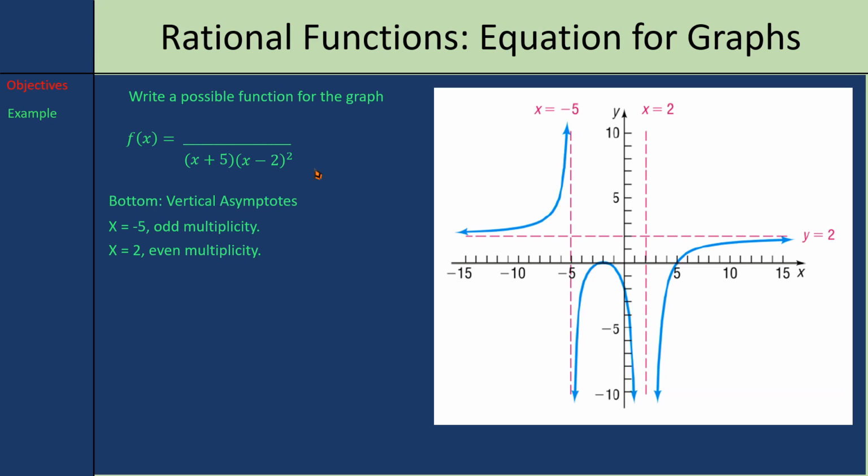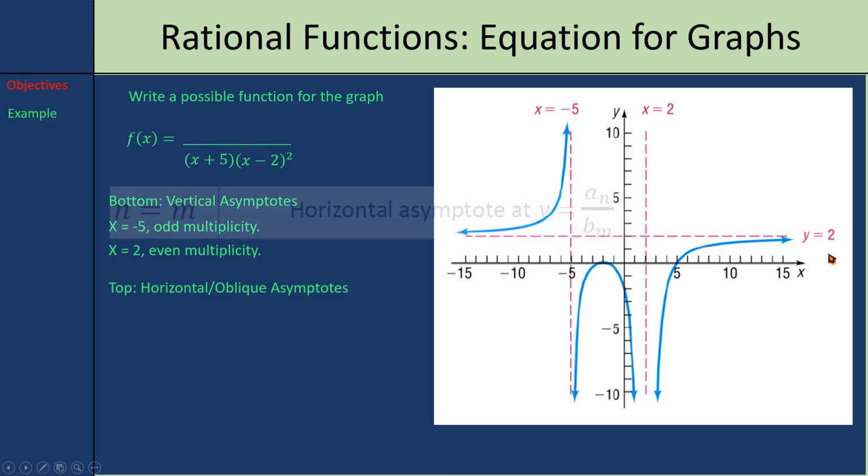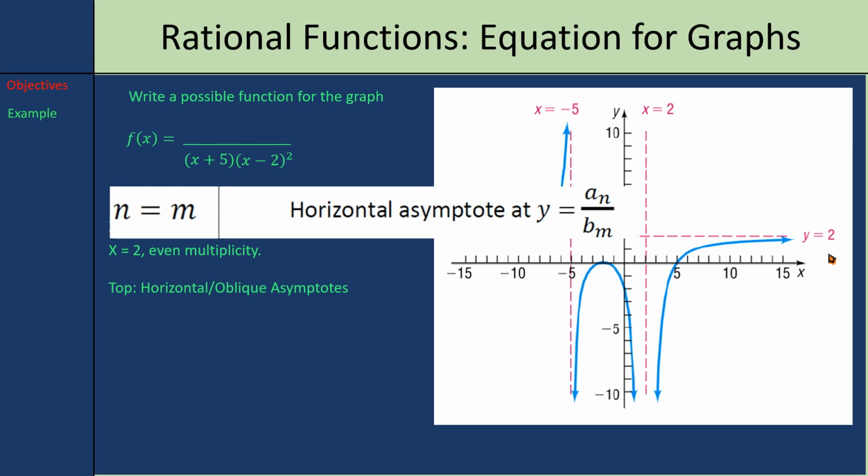To look at the top, I have to look at the horizontal or oblique asymptotes. Now this one I have a horizontal asymptote at y equals 2, right? So remember, if you have a horizontal asymptote at a over b, that means that the degree on top and bottom has to be equal to each other. Remember, if you have a horizontal asymptote that is not 0, then the degree on top and bottom has to be equal to each other.